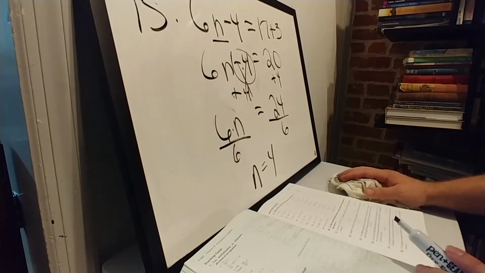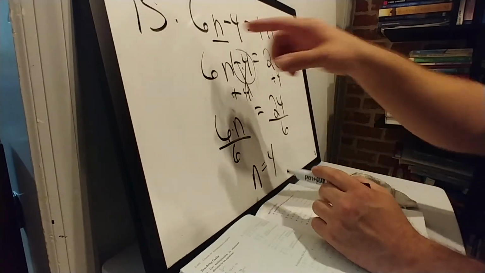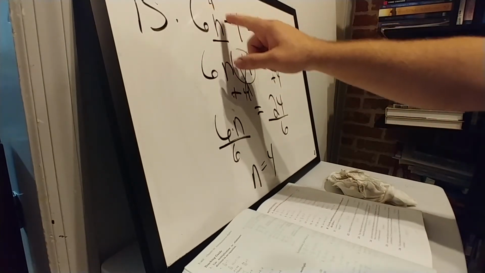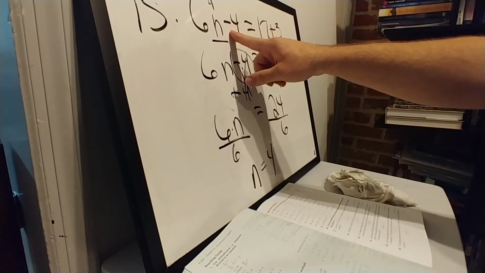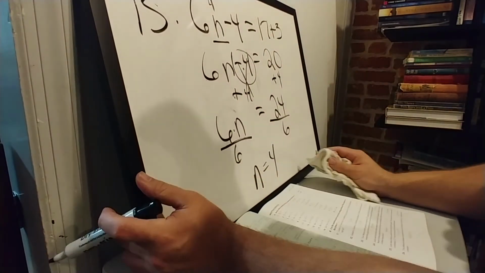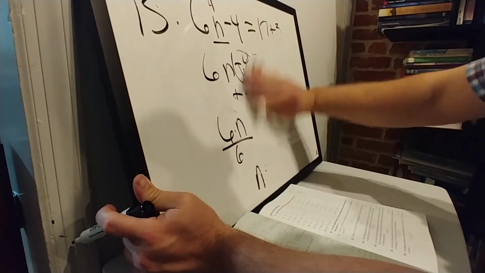All right. Now, if you want to check this, you can put n back up here. 4. 6 times 4 is 24, minus 4 is 20, equals 17 plus 3 is 20. You can see that is the correct answer.